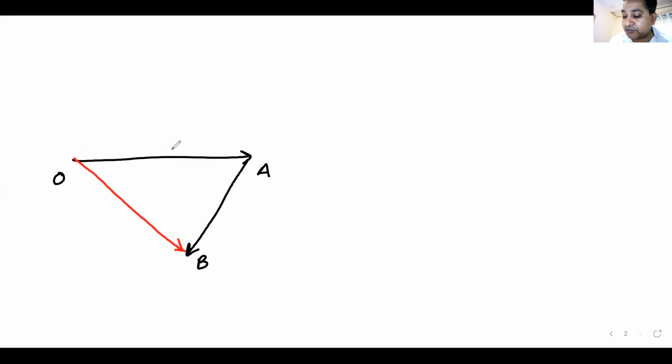So OA vector plus AB vector will give me OB vector. Doesn't matter how they are moving. Doesn't matter where they are going. It's always like that. Am I clear? Let me have one more example.